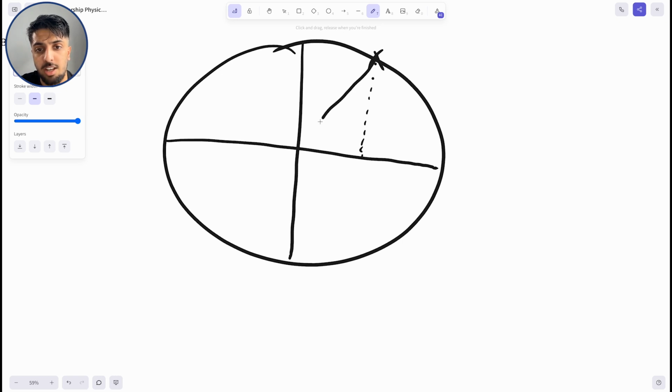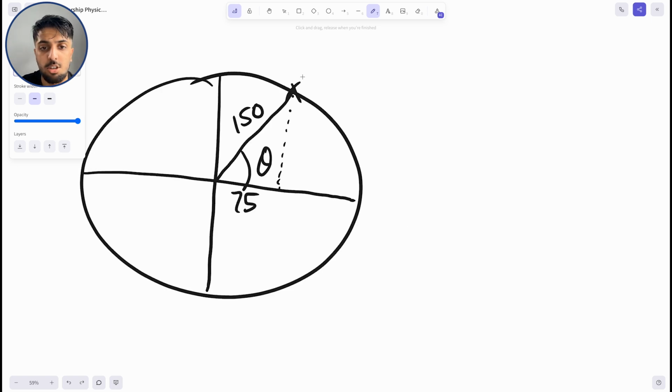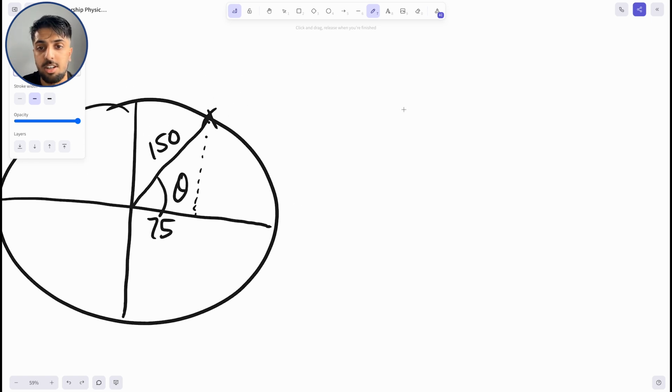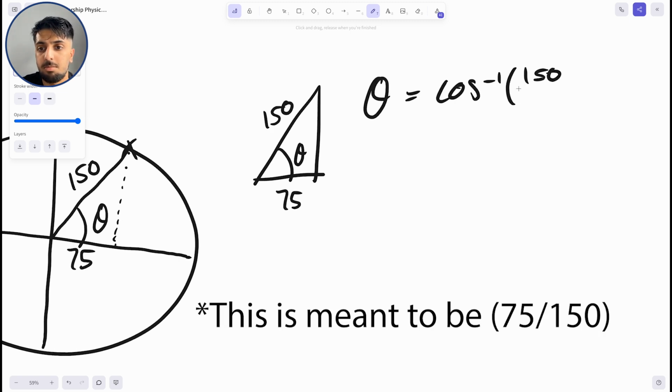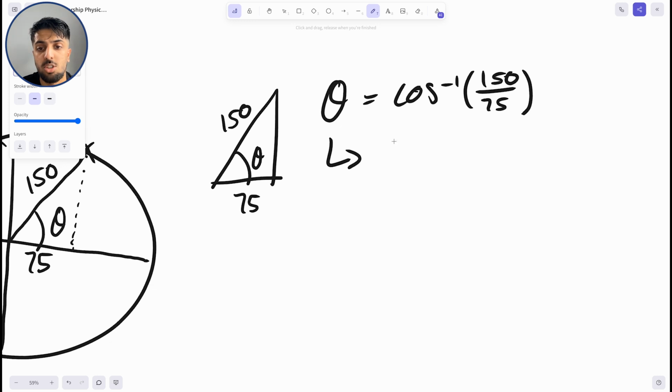So we can draw a line like this, and this is our theta. As this is the amplitude, this is 150, and the distance covered right here is 75, again halfway between B and C. And so this will also be another 75 right there. So we can take out this right angle triangle here and redraw it. Using our trig, we can find our theta, which is equal to 1 over 3 pi.